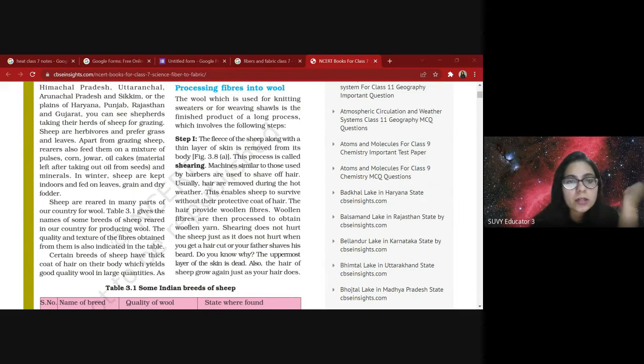We are about to study this sequence: shearing, and so on. I'll tell you this sequence here. See, these are the animals that are responsible for giving us the fibers. We obtain fibers from these animals, like we have read about the sheep.